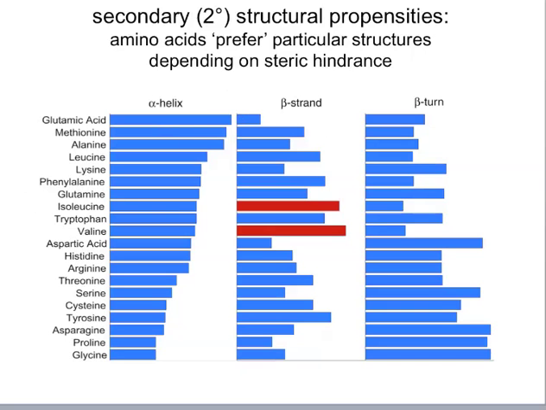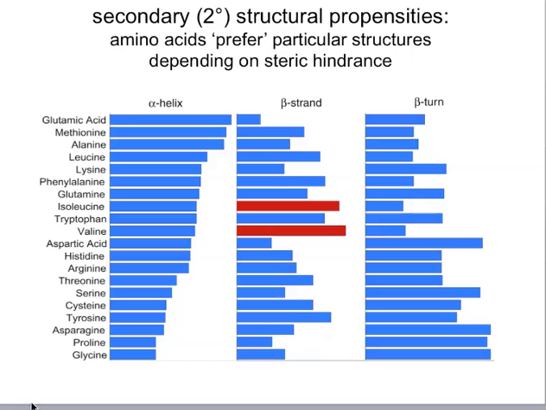The key to this slide, though, is that amino acids seem to adopt particular structures depending on steric hindrance. Some amino acids prefer to be in a region of configuration space, just like glycine is happy to avoid the defined regions of configurational space or phi-psi space. Other amino acids prefer to be in one configurational state or another. So let's just take a quick look at these.